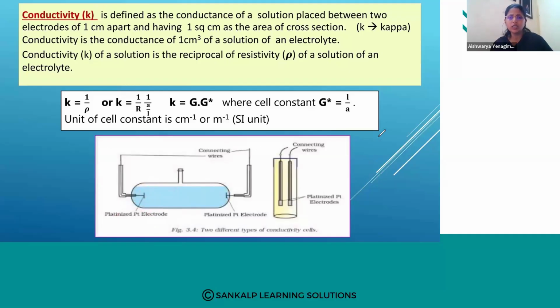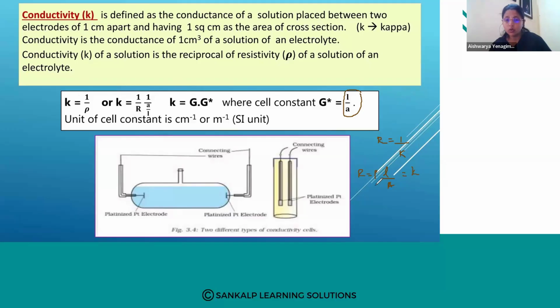Yes, because what is resistance? Resistance is 1 by kappa. Correct? So in case of resistance, we write it as L by A. But in case of conductance, how do we write it? Just now we have seen, so I'll tell you once again. Rho into L by A, that can be written as kappa.